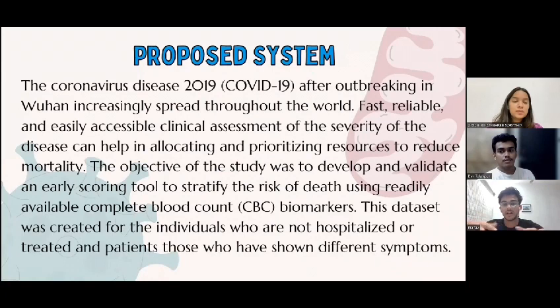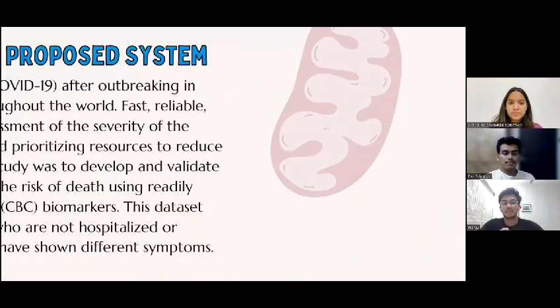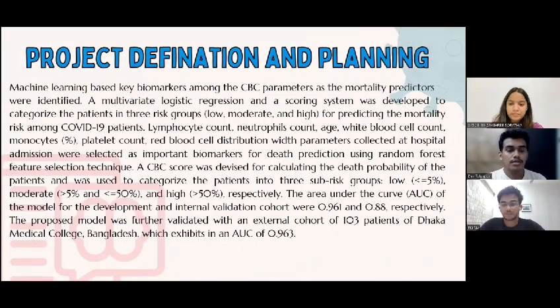This data set contains individuals who were ventilated or not, who died or not, according to their age, sex, and recovery status. Machine learning based key biomarkers among CBC parameters as mortality predictors were identified.